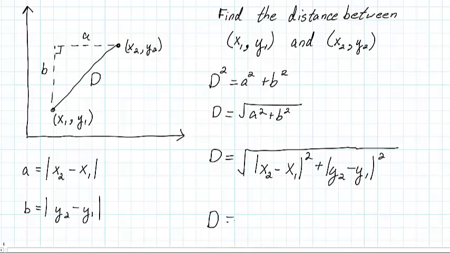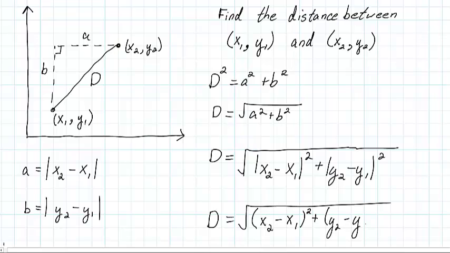So we'll have D equals the square root of x2 minus x1 squared plus y2 minus y1 squared. And this is going to be our formula.